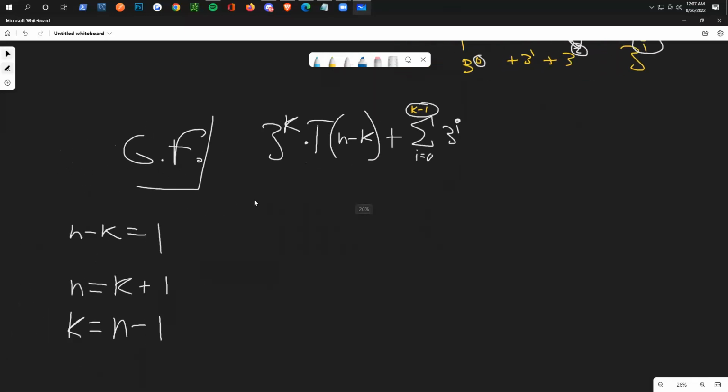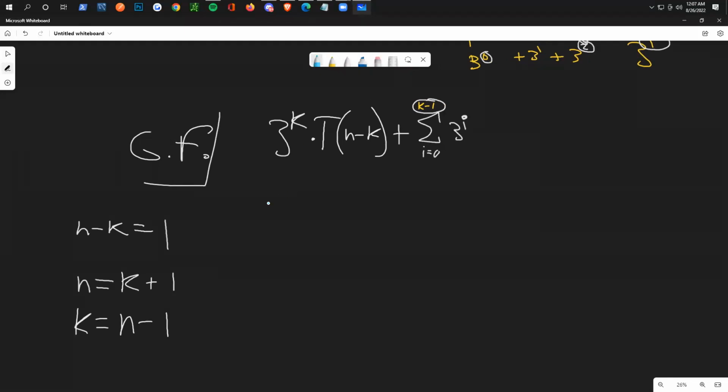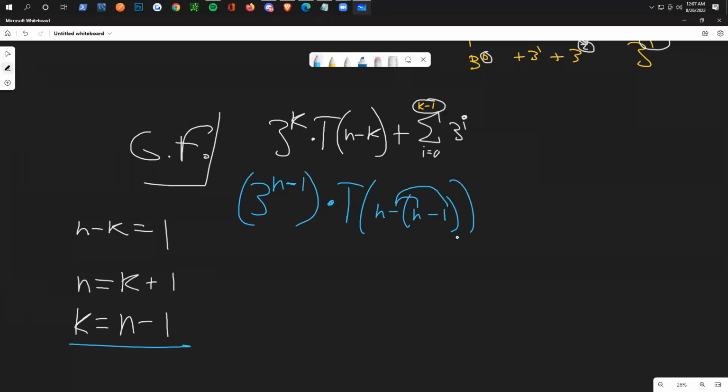So 3 to the k, we know that k is going to be equal to n minus 1, right? Now we have this term times T of, and let's just plug in, what can we plug in to make it easy? Let's just plug in k, because that's what people normally do. n minus 1, I got that from here. So we distribute this. We're going to end up with n minus n plus 1, so it just becomes 1. And then we have T of 1.